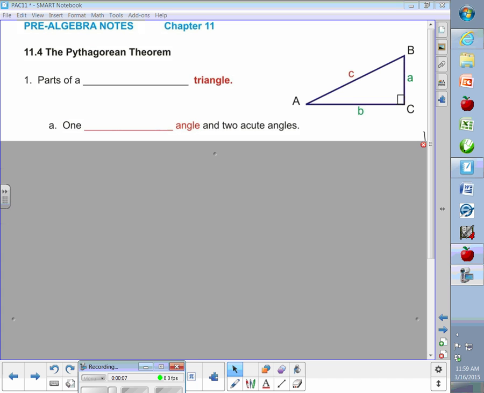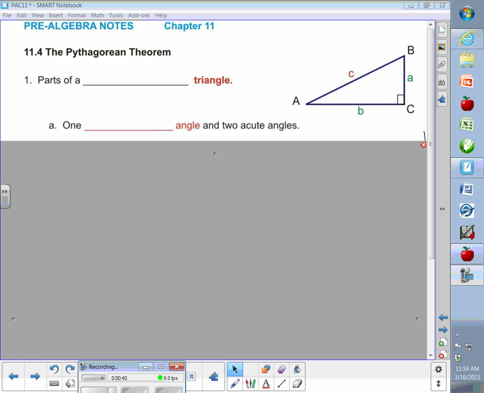So 11.4 is the Pythagorean Theorem. Greek guy, real important Greek guy. And his Pythagorean Theorem is really, really, really important. Up until just a few years ago, every carpenter, every roofer, or roofer if you're from Ohio or Boston, just about every handyman was well versed with the Pythagorean Theorem, because it really helps in getting things at a 90-degree angle.